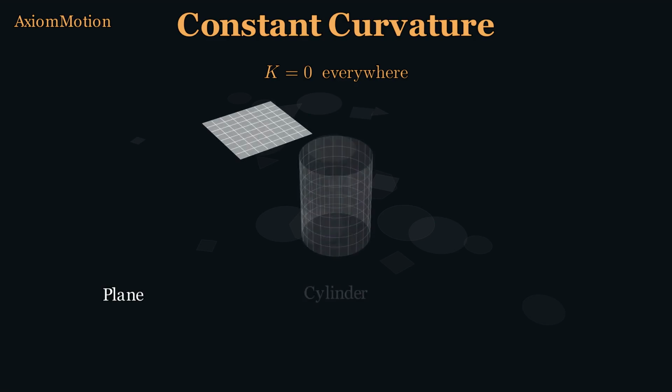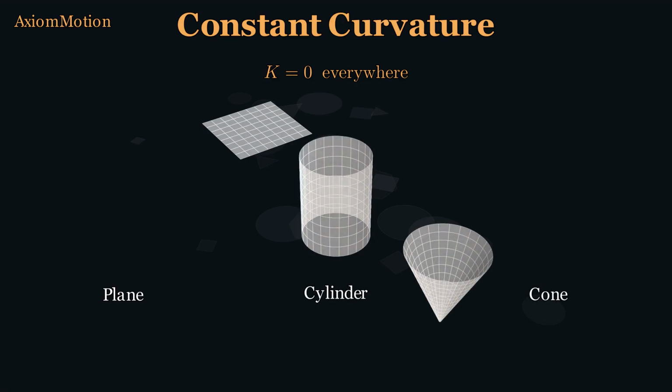There are exactly 3 types: the plane, the cylinder, and the cone. Every surface with k equals 0 everywhere is locally a piece of one of these 3. You see them in sheet metal, rolled paper, and architectural cladding. They are cheap to manufacture because flat material bends into them freely.